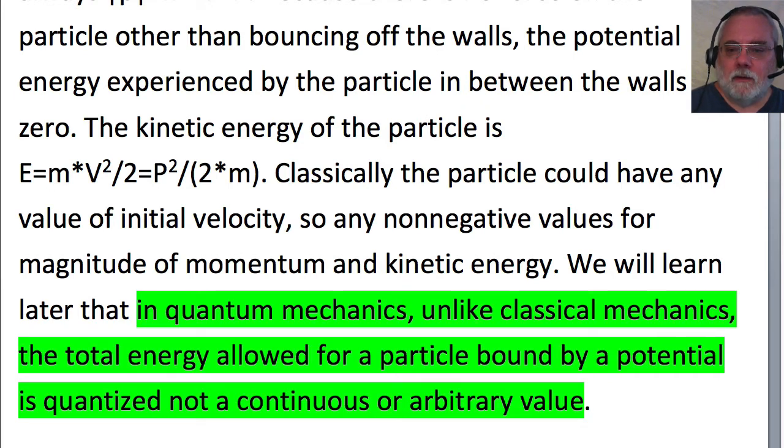Classically, the particle could have any value of initial velocity, so any non-negative values for magnitude of momentum and kinetic energy. We will learn later that in quantum mechanics, unlike classical mechanics, the total energy allowed for a particle bound by a potential is quantized, not a continuous or arbitrary value.